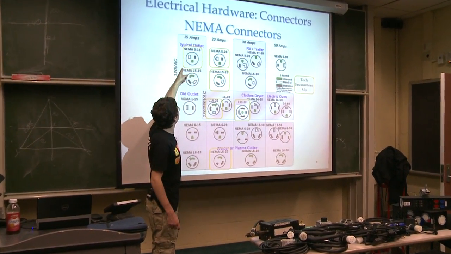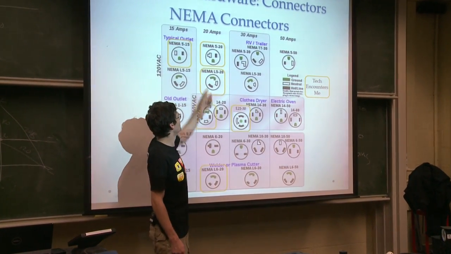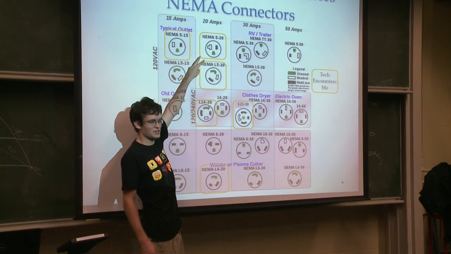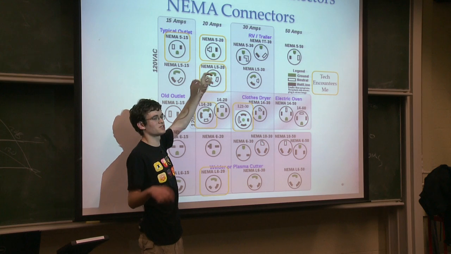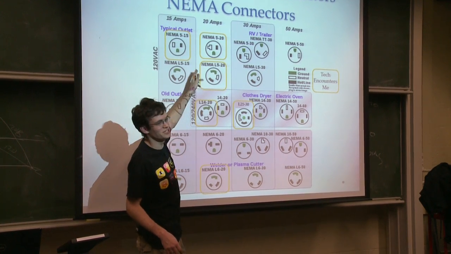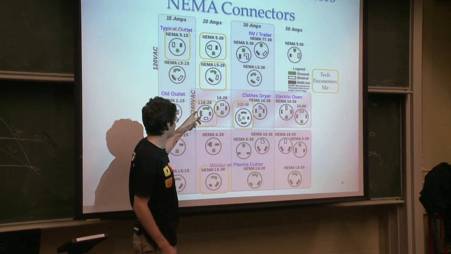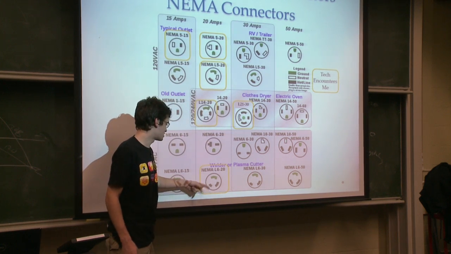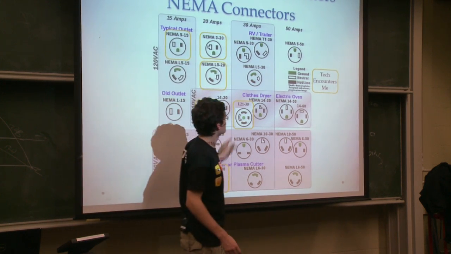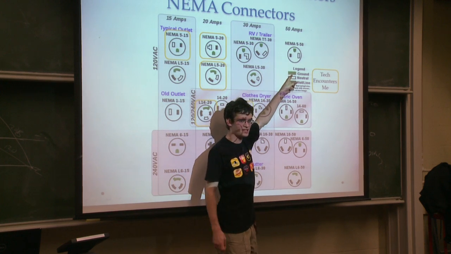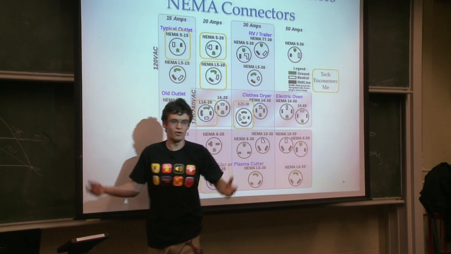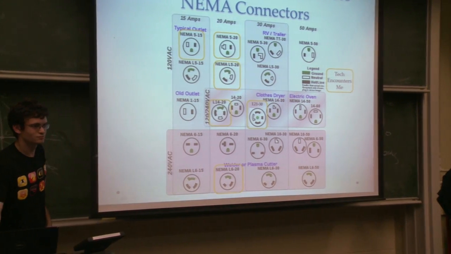So you have your 515, your 520, L520. These two are actually safe to connect to each other because they are the same plug. They just either lock or don't lock, and that's why cheaters can exist for them. Your L1420, 2130, and L620. Just a note on notation, green means it is a ground, white is a neutral, and black is a hot or pole or line.